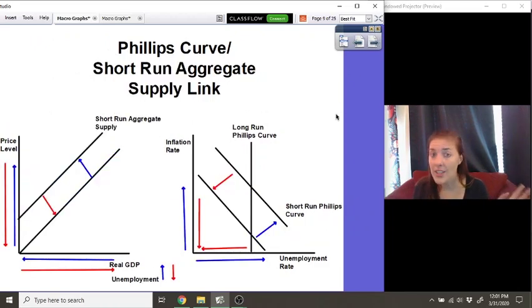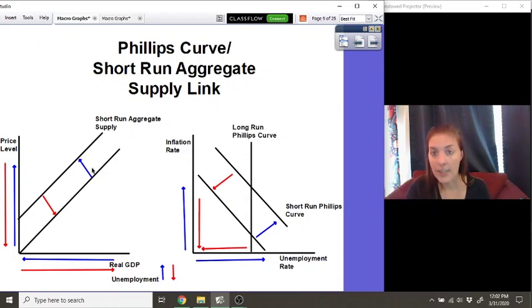And for a while, they actually got rid of the Phillips curve because they said it was too simple and it didn't account for short run aggregate supply shifts. But then they brought it back when they figured out they could actually modify the short run Phillips curve to account for those shifts, which is what we're going to do now.